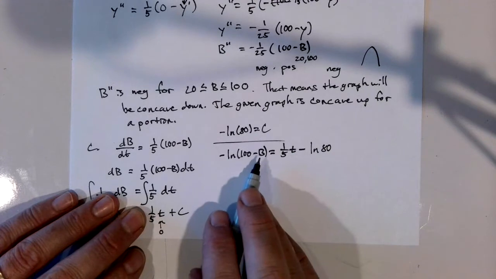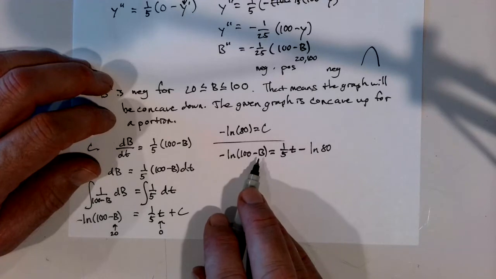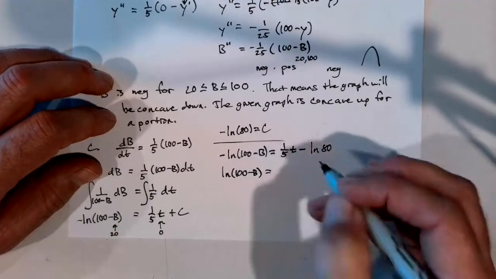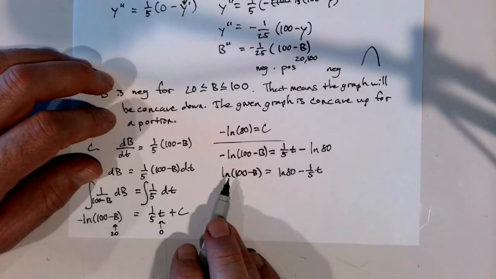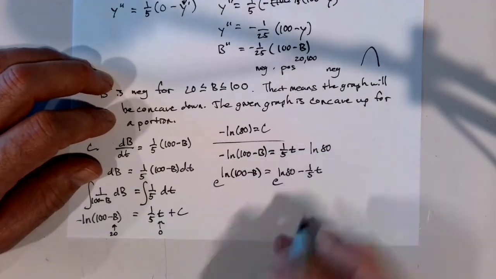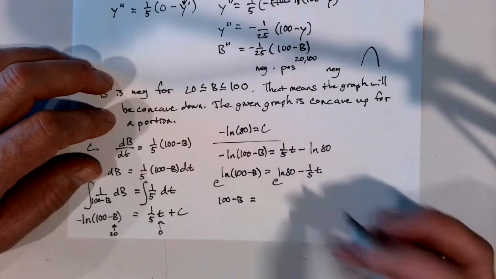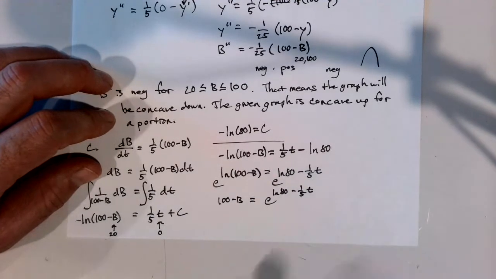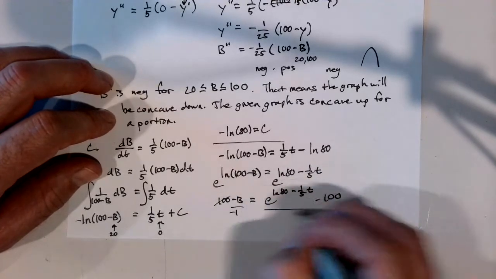The goal is to solve for B. That's what it means when it says solve for the actual equation. I'm going to get rid of the negative, so natural log of 100 minus B is equal to natural log of 80 minus 1/5 t. How do I get rid of natural log? I create a base of e. So I have 100 minus B is equal to e to the natural log of 80 minus 1/5 t. Get rid of the 100 by subtracting 100. Get rid of the negative by dividing by a negative 1.